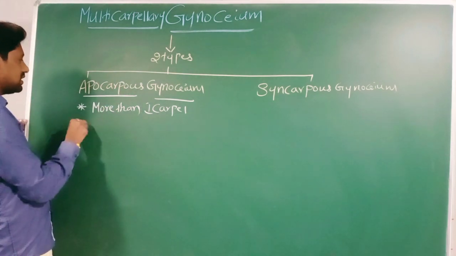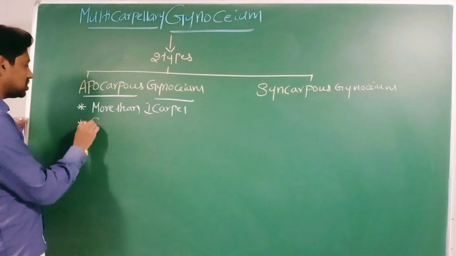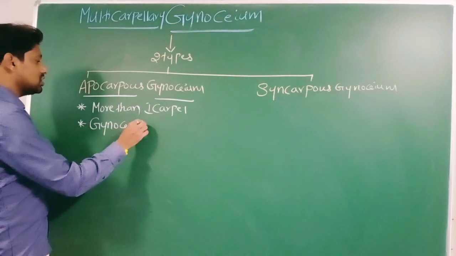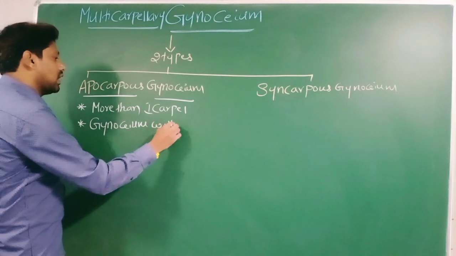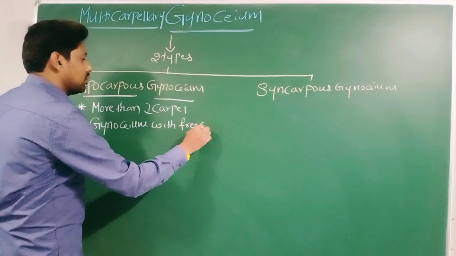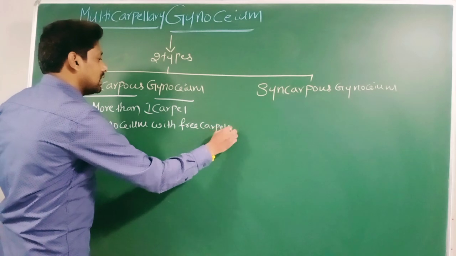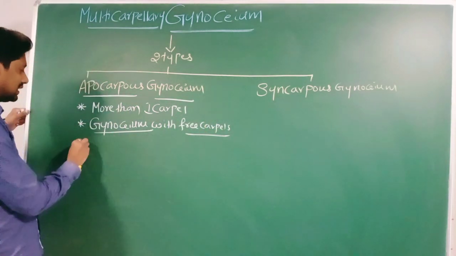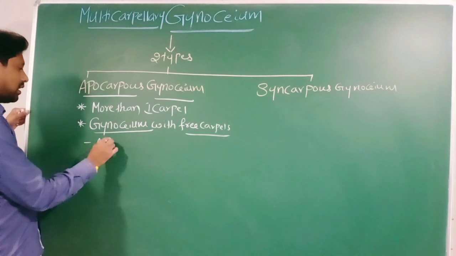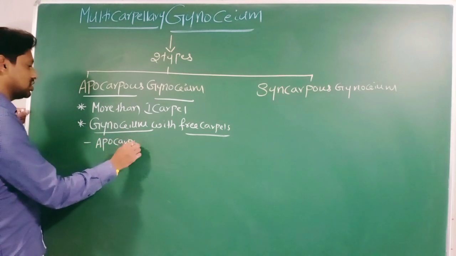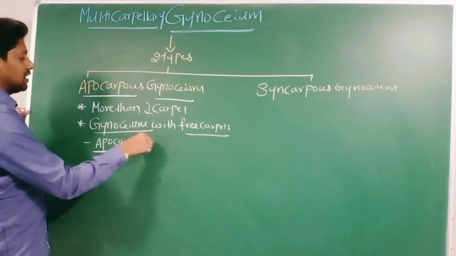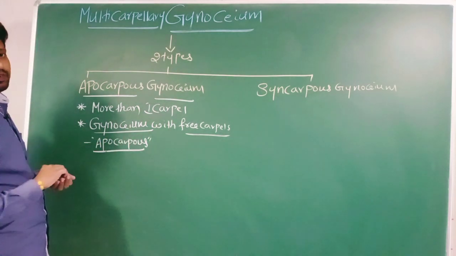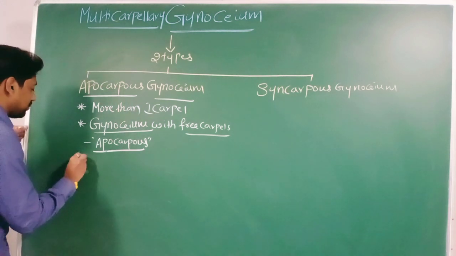Therefore, what is the meaning of Apocarpous Gynecium? Gynecium with free carpels. Carpels are free in the Gynecium. That Gynecium is called Apocarpous Gynecium. Okay, right?